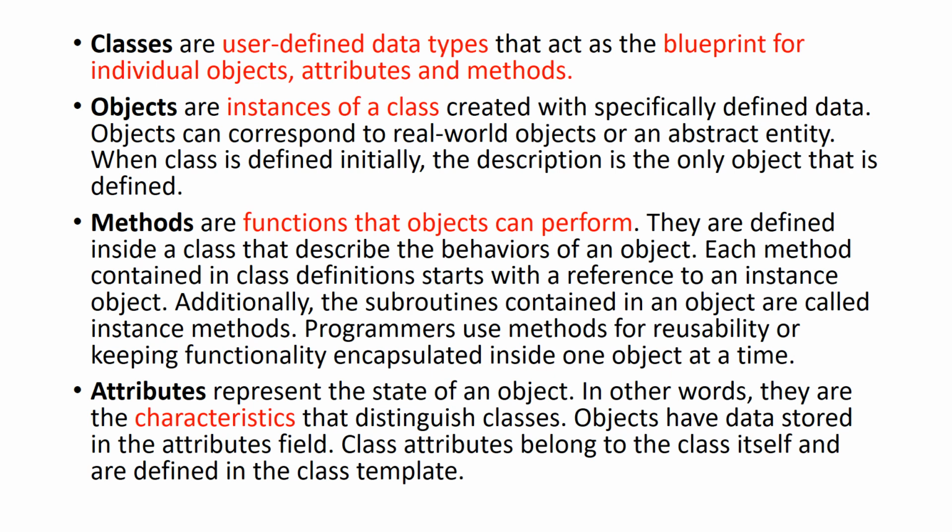Classes are user-defined data types. This acts as the blueprint for the individual objects, attributes, and methods. Objects are instances of a class created with specifically defined data. Objects can correspond to real world objects or an abstract entity. Methods are nothing but functions that objects can perform. They are defined inside a class and describe the behavior of an object.